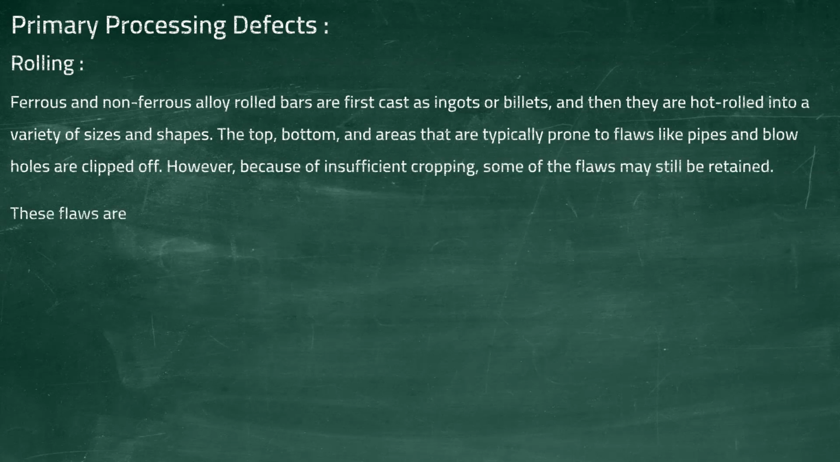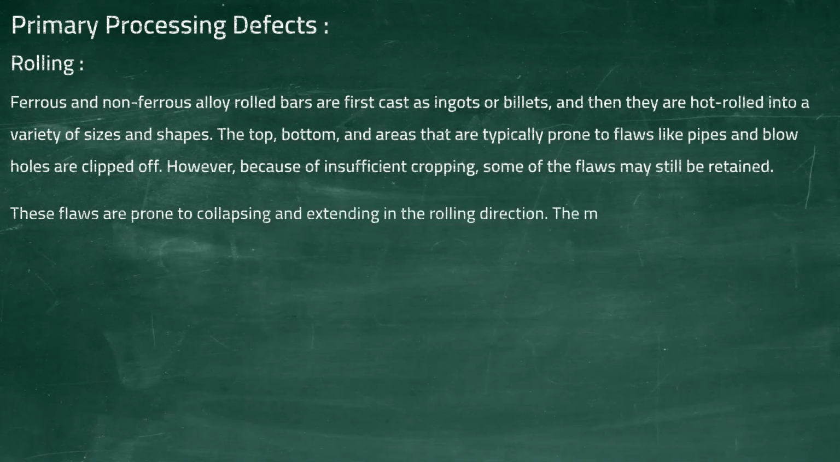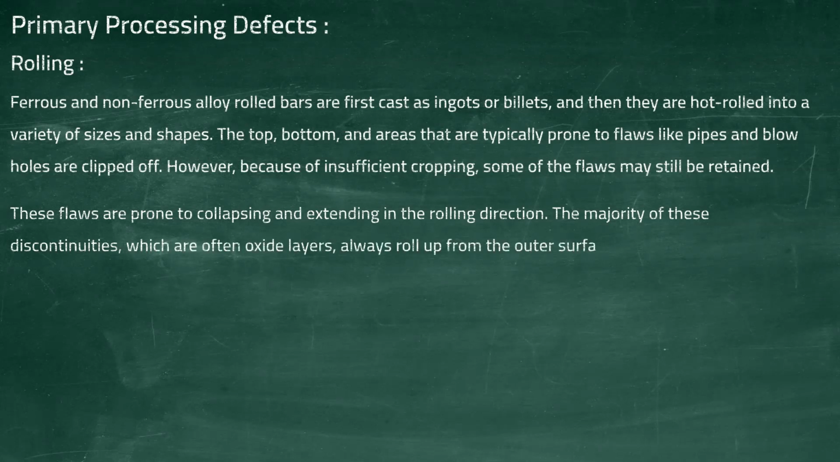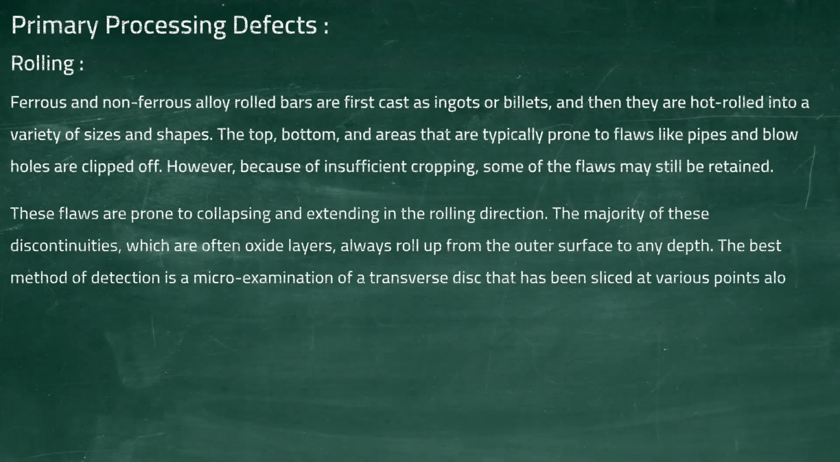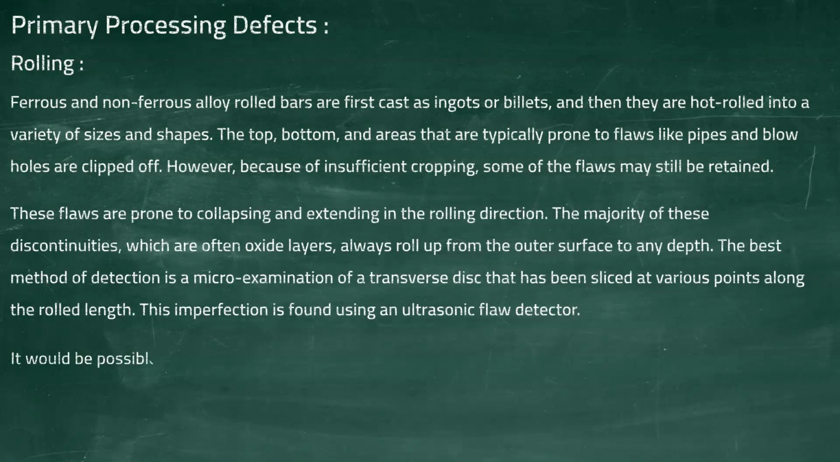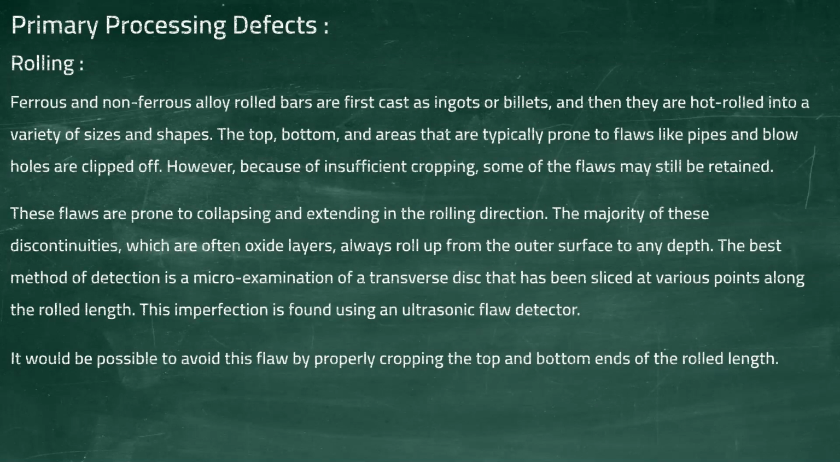These flaws are prone to collapsing and extending in the rolling direction. The majority of these discontinuities, which are often oxide layers, always roll up from the outer surface to any depth. The best method of detection is a micro-examination of a transverse disc that has been sliced at various points along the rolled length. This imperfection is found using an ultrasonic flaw detector. It would be possible to avoid this flaw by properly cropping the top and bottom ends of the rolled length.